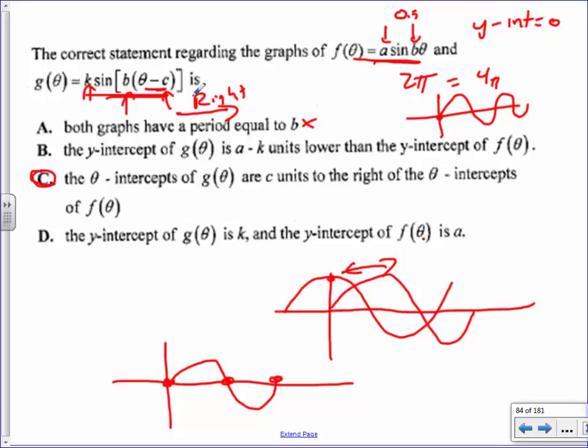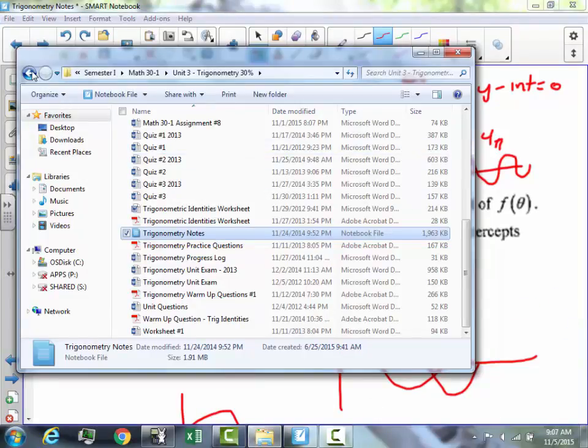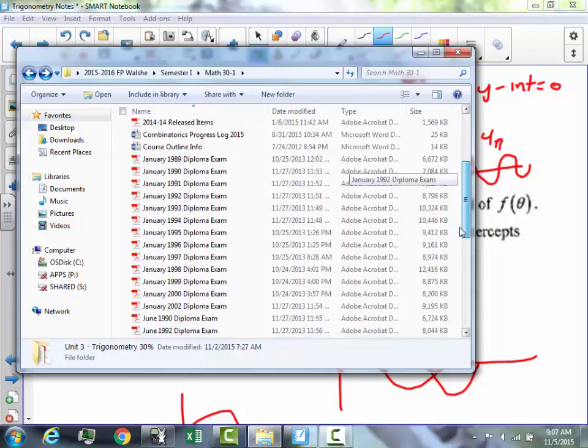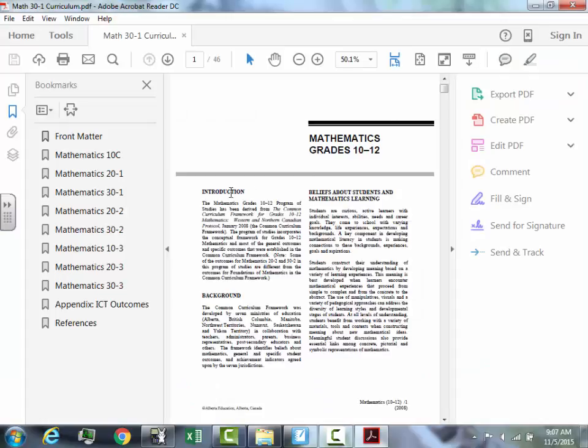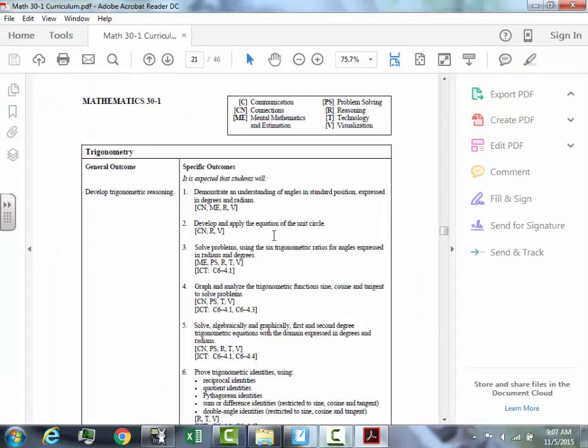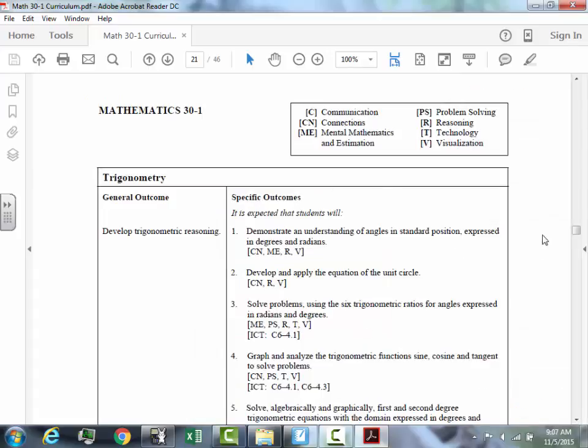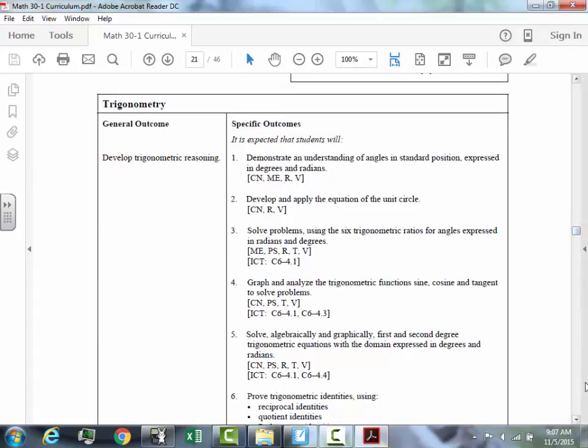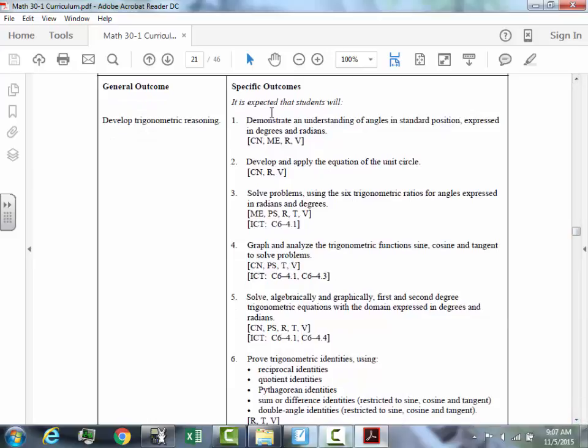All right, so here's what we've covered then. You guys should be able to work with radians and degrees. Actually, this is probably worth a second just to show you curriculum outcomes. Give me 1 second. There are 6 outcomes for trigonometry. Here's the first outcome. Do you understand angles in standard position, and can you work with radians and degrees? That's pretty much what we did the first day or so. Second one, do you understand how to use a unit circle?